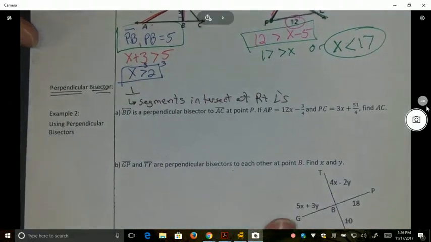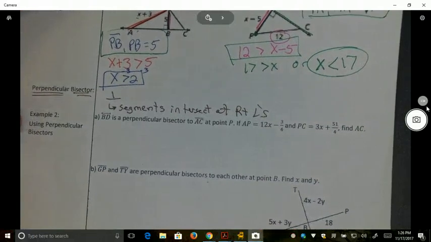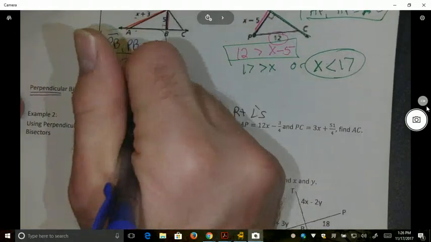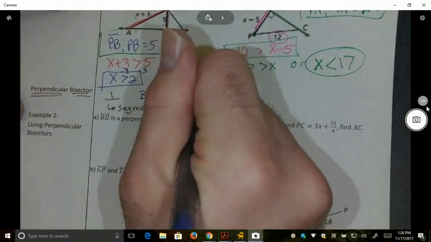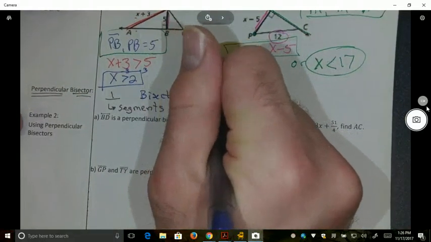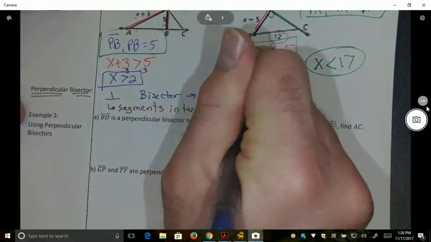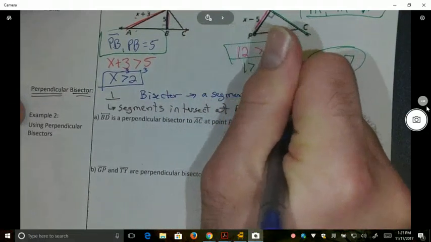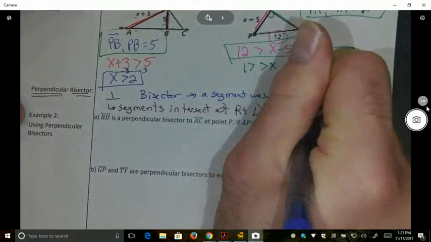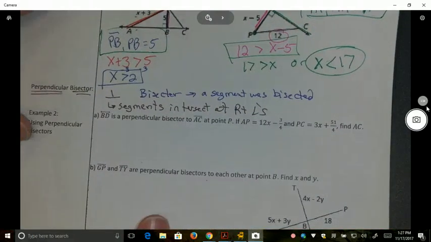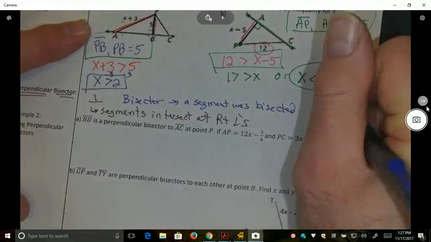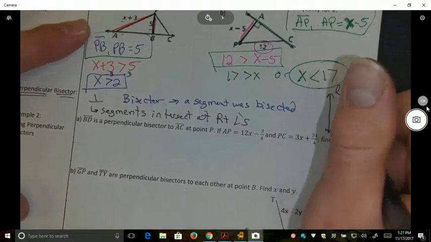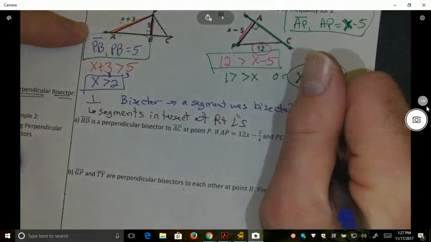And the second key vocabulary word being bisector, meaning that a segment was bisected. So I'm going to have line L, and I'm going to make it an L. They don't both have to be segments, but one of them does for it to be bisected.